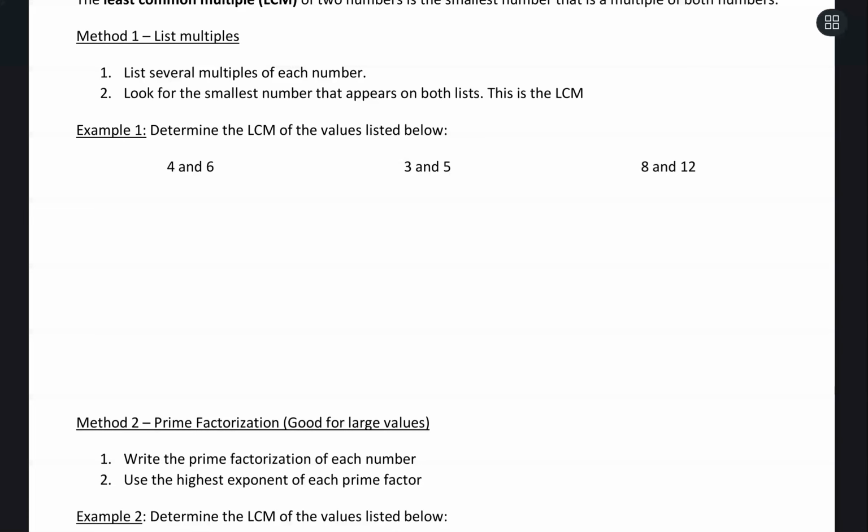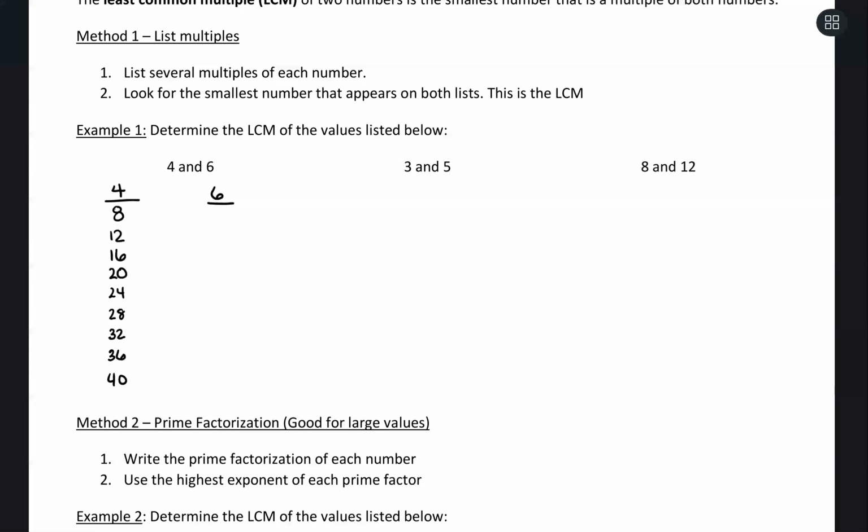So with the first method, this is where we're just going to list out multiples of each number, and then we'll look for where they match up. So what this means, if we're looking for the least common multiple of 4 and 6, then what I'm going to do is start listing out multiples. So with 4, there's 4 itself, and then times 2 is 8, times 3 is 12, times 4, times 5, times 6, times 7, times 8, times 9, times 10. Let's go that far.